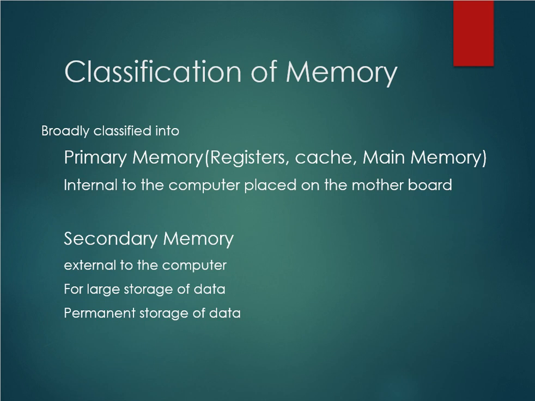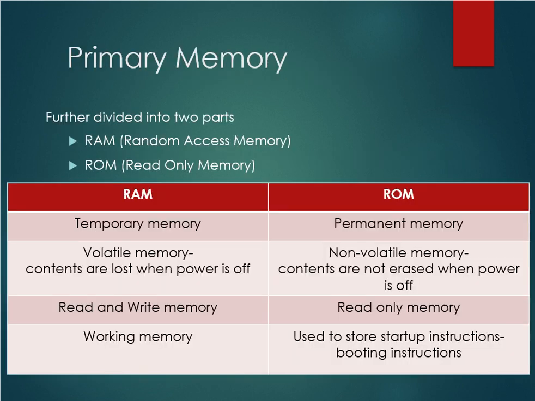And classification of memory, we can classify memory into two, primary and secondary. Primary memory are registers, cache, and main memory. They are internal to the computer, or they are placed on the motherboard. And secondary memory, they are external to the computer. They have a large capacity and also permanent storage devices. They are attached to the computer by using a cable. Okay.